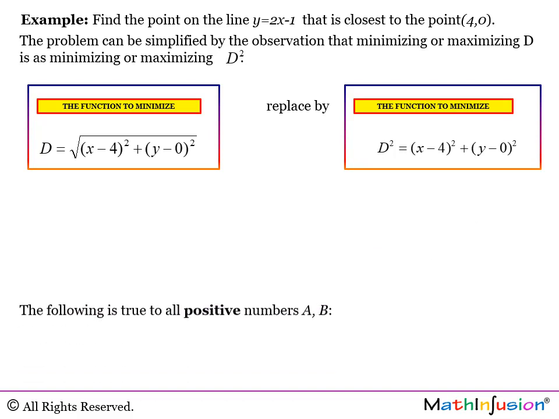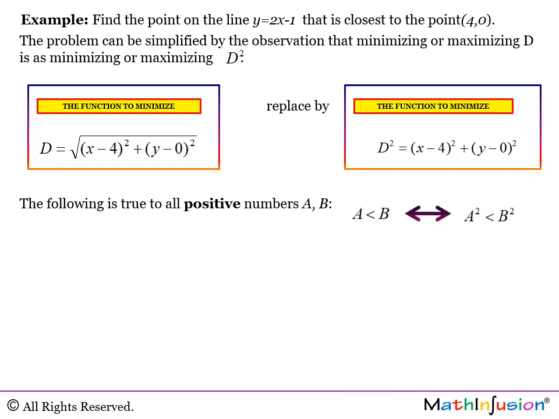I want to show you why. This is always true because if a and b are positive, distances are never negative. If a is less than b, then it also implies that a to the power of 2 is less than b to the power of 2. But also if a to the power of 2 is less than b to the power of 2, and a and b are non-negative, then it's also true that a is less than b.